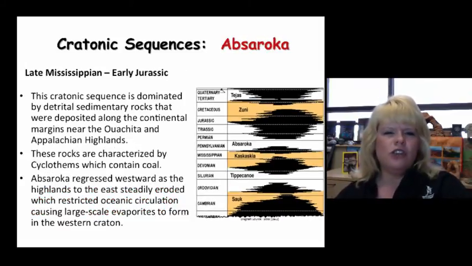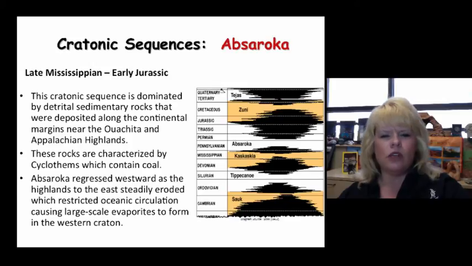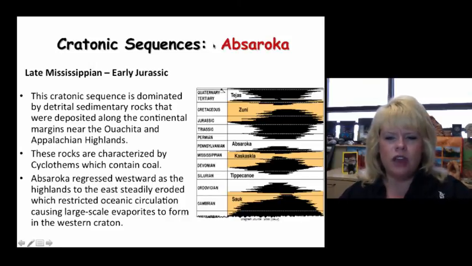So moving on to the Absaroka, we get from the late Mississippian all the way through the early Jurassic. This is a pretty long duration of time. It's broken into multiple segments. And you can see that white is deposited in the Absaroka all the way up here to the very beginning of the Jurassic. But essentially, you can see a big white line in the middle, meaning we had pretty good coverage in the middle of the continent.